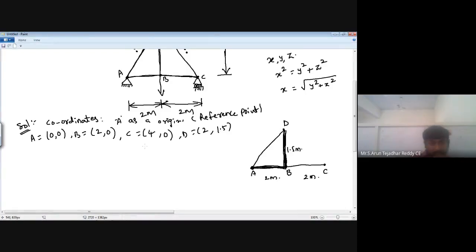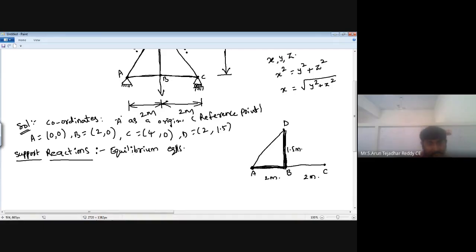Next, calculate the first step here: calculate reactions. Already you know how to find the support reactions. That is by using equilibrium equations. How to find the support reactions?